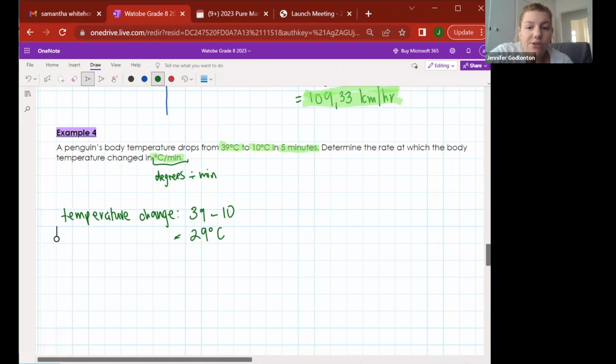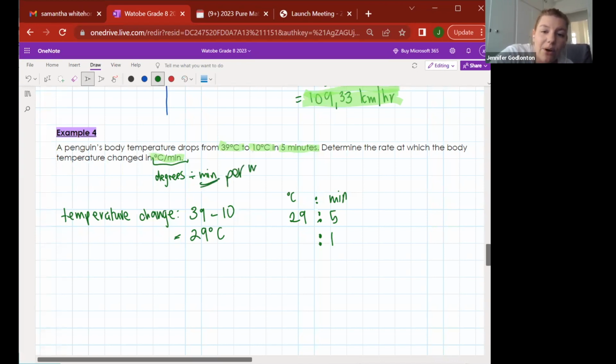Okay. So now the thing is, with rate, you can always do it as a ratio. Rate and ratio are the same thing. So at the moment, let's just write it as degrees Celsius to time, which is 29 degrees to 5 minutes. And they want to know what it is for 1 minute, because that line is saying per minute, which means they want to know for 1 minute.